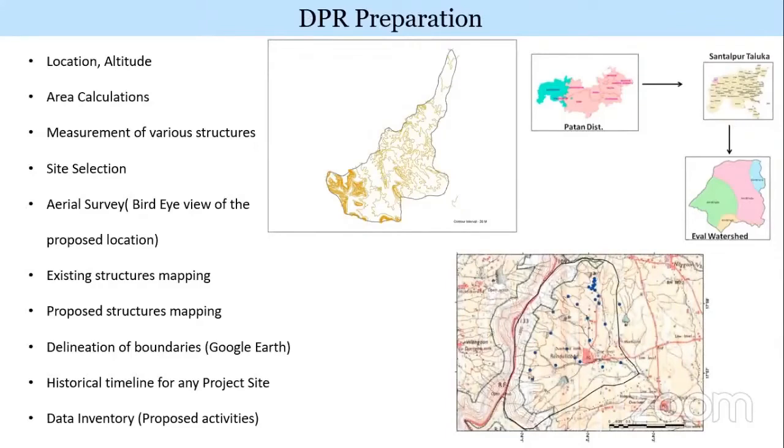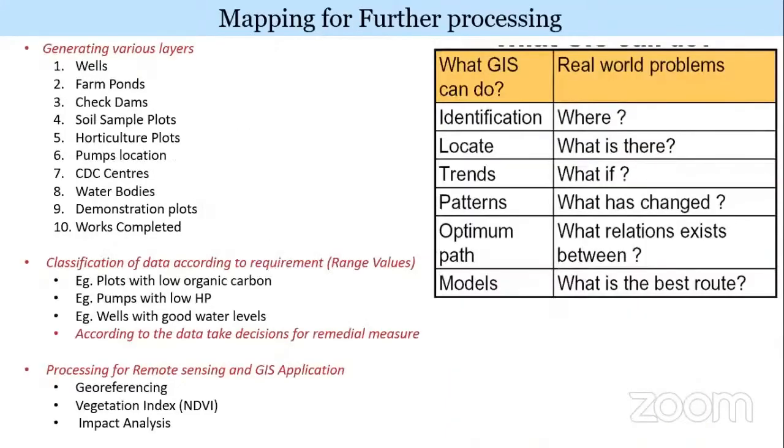So these are some of the photographs which have been prepared. Then how is GIS used? GIS is used for creating various layers. So we use QGIS and ArcGIS, whichever is possible. And then various layers are generated by using GIS.